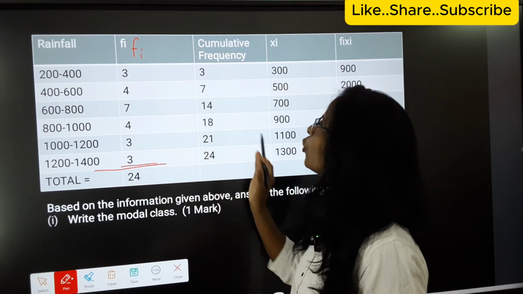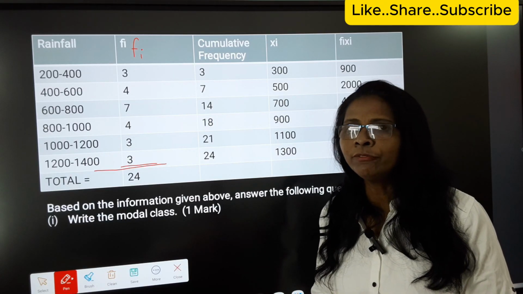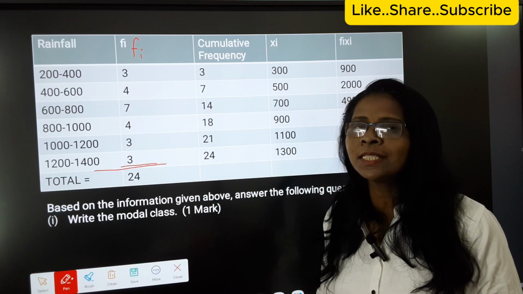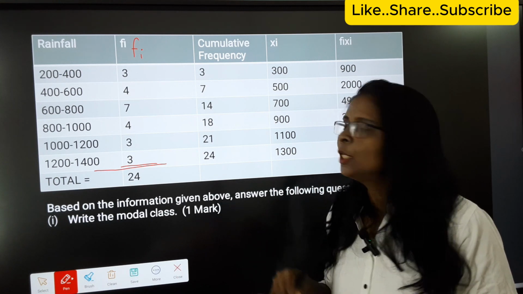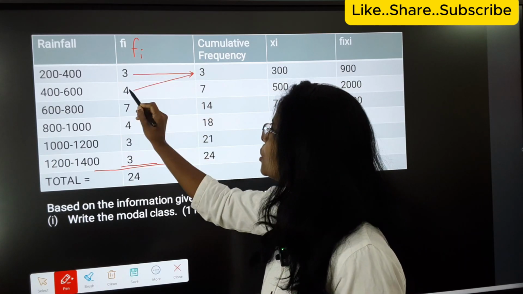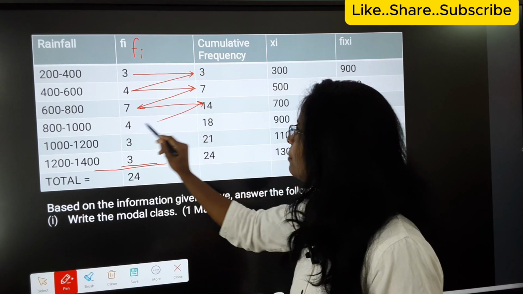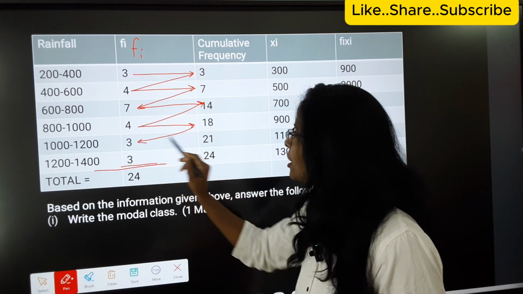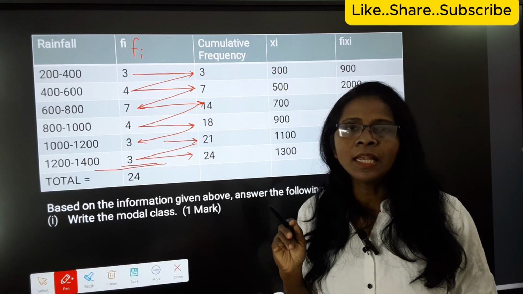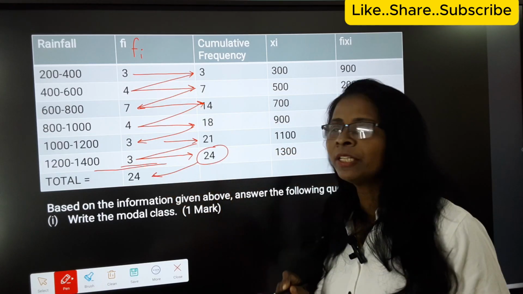Okay students, the third column is for the cumulative frequency, the less than type cumulative frequency, starting from the upper to lower. From top to bottom we start. First write 3 as it is, then 3 plus 4 is 7, 7 plus 7 is 14, 14 plus 4 is 18, 18 plus 3 is 21, and 21 plus 3 is 24. And here the cumulative frequency is right, our method is right, because the total of the frequency and the cumulative frequency are equal.